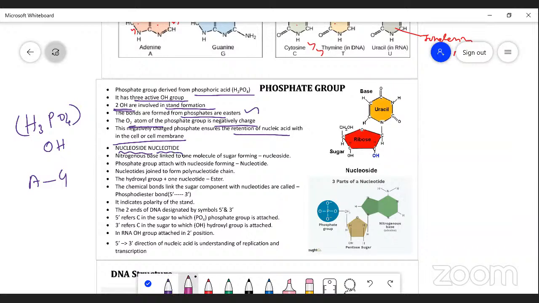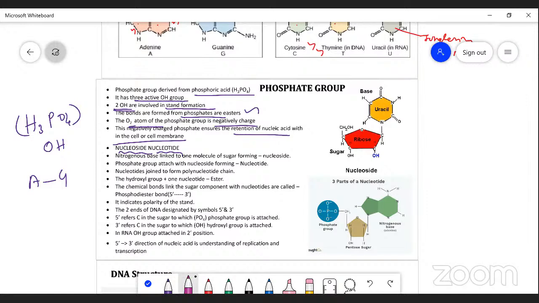Do you understand? Phosphate is derived from phosphoric acid. So how many OH groups are there? Three OH groups are present in phosphoric acid. Out of three, how many groups are helpful for strand formation? Two OH groups are involved in strand formation. The bonds formed from the phosphate are called esters.